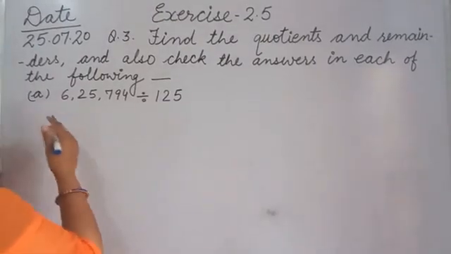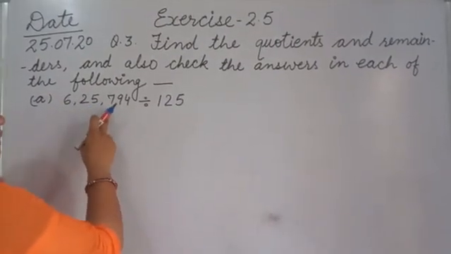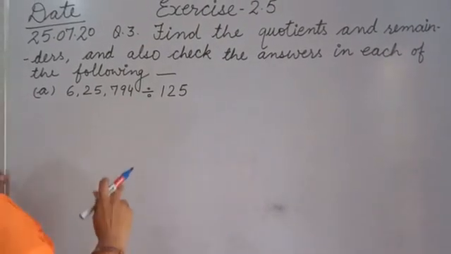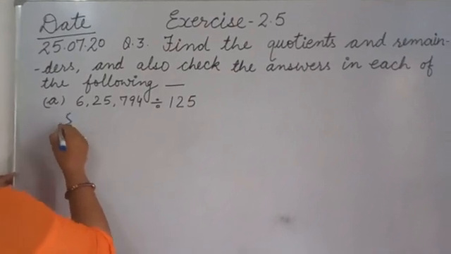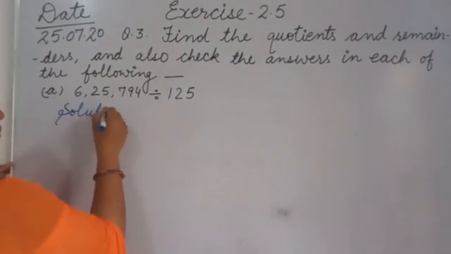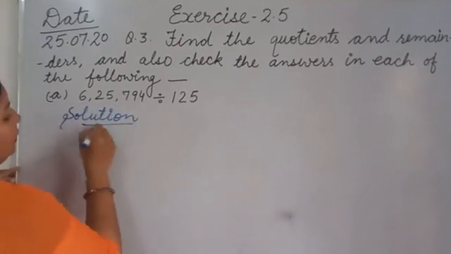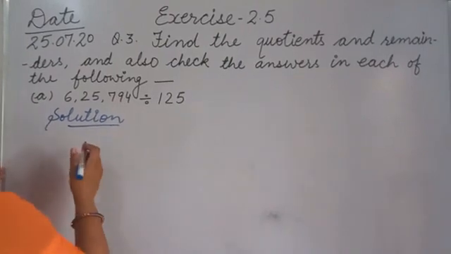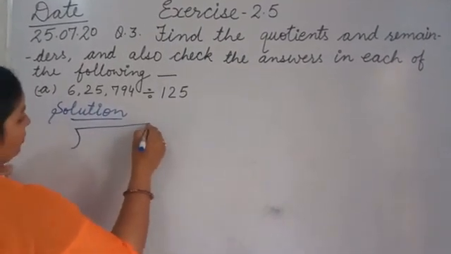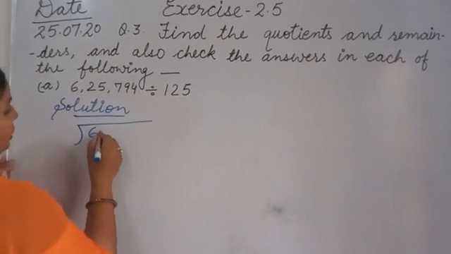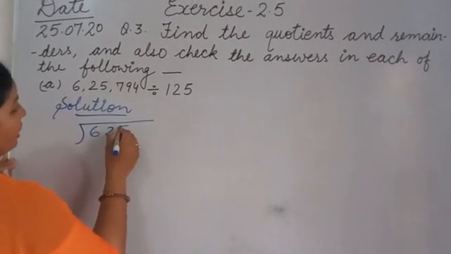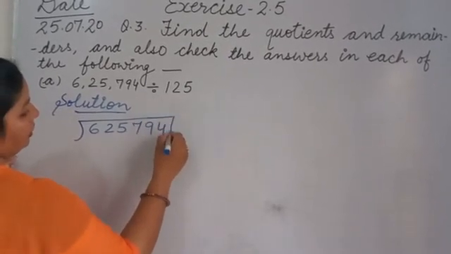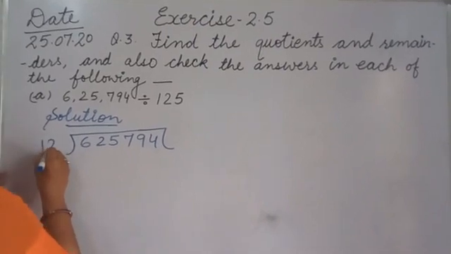So first of all, a part is there, 6,25,794 divided by 125. So now let me start the solution. Now, first of all, we should put the division symbol. Okay. So now, 6,25,794 divided by 125.